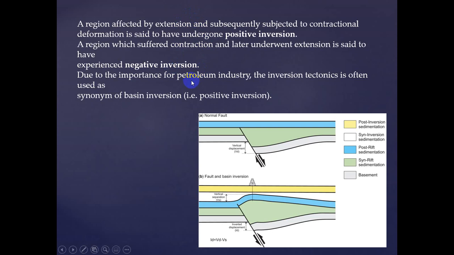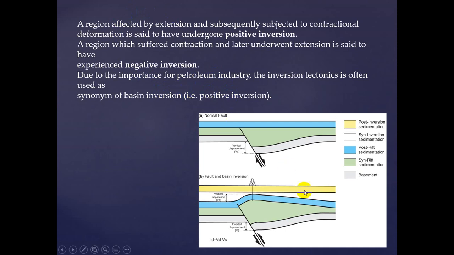Inversion is very important in the petroleum industry because it provides a good trap. Later, inshallah, you will know the meaning of trap. A trap is the place in which hydrocarbons accumulate. So a trap is usually a structural trap, and the most common trap is a folded trap, which is usually deformed by basin inversion. So positive inversion is very common in the petroleum industry.